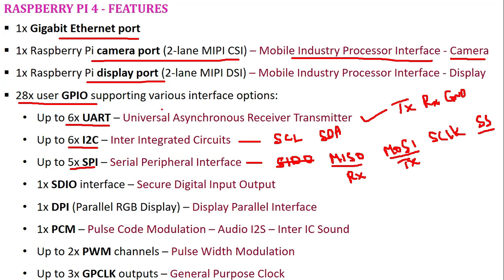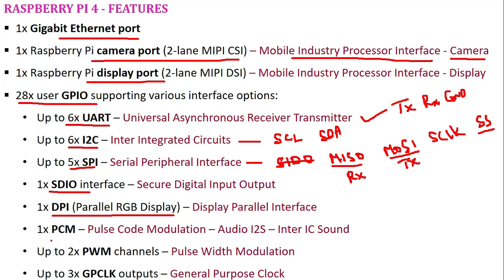Then we also have another bus protocol called SDIO. SDIO stands for Secure Digital Input Output. This bus can be used for interfacing different devices between a host and multiple devices. Then we have one DPI, a parallel RGB display interface. We can connect a display through this port.